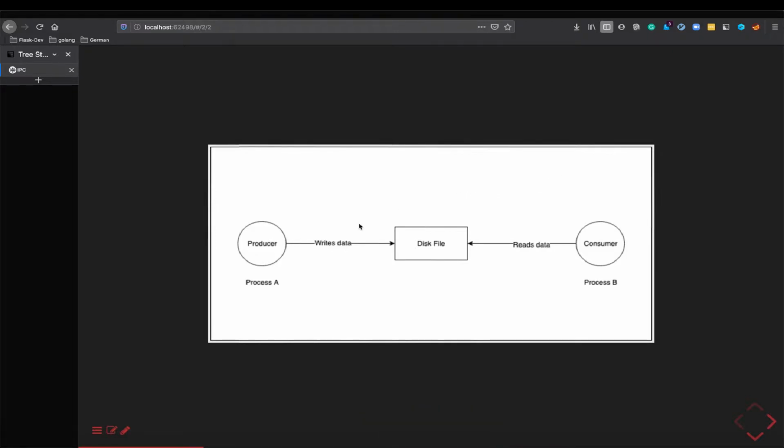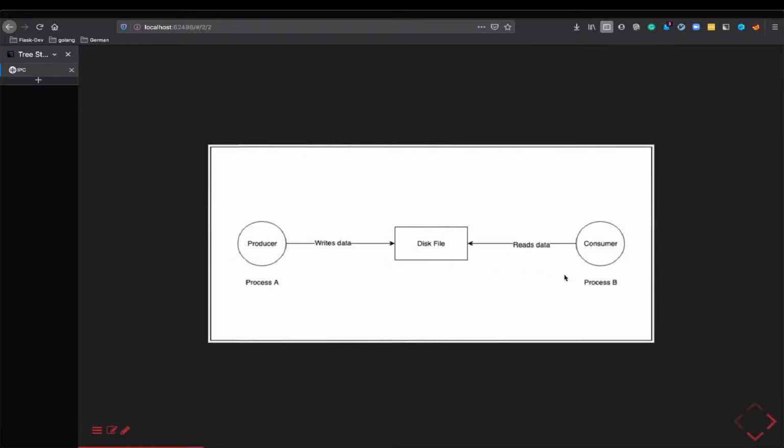Okay. So we have a small diagram. We have a producer and a consumer, right? There is process A, which I've labeled as producer, and process B, which I've labeled as consumer. Let's say process A wants to send some data to process B. So how would it go about doing that? It will create a file, or let's assume a file is already present. Process A writes some data to the file and process B reads data from the file. That's how process A is able to talk to process B.